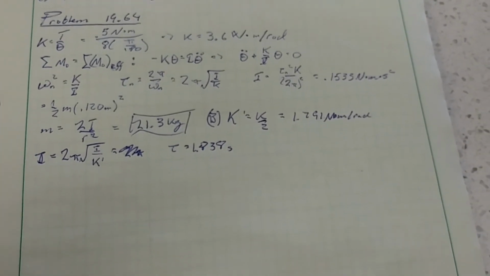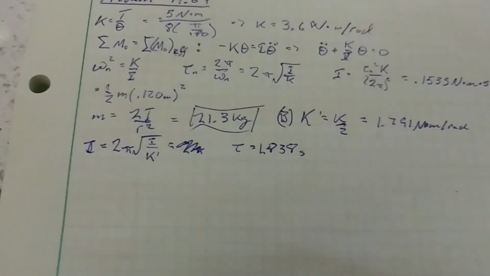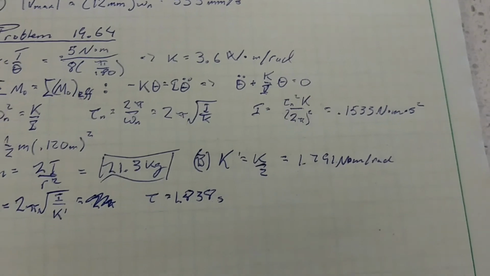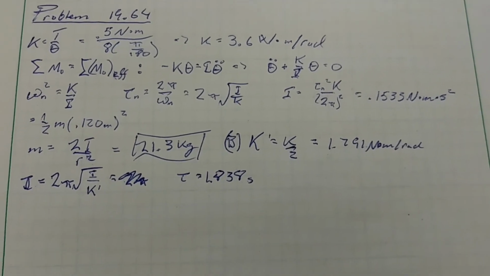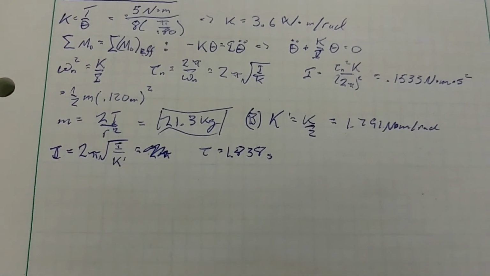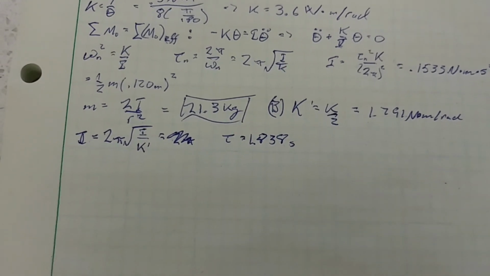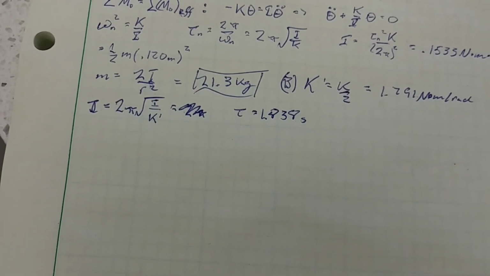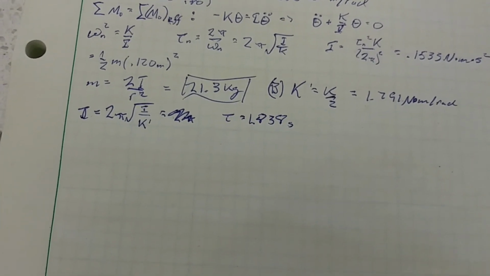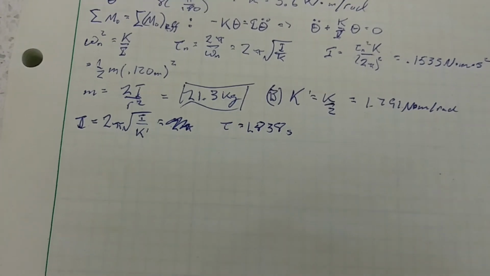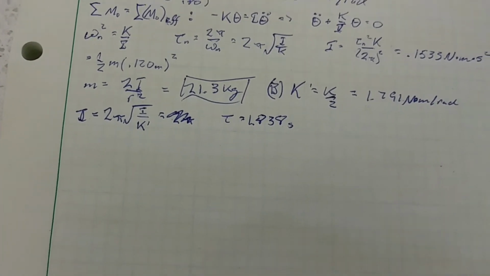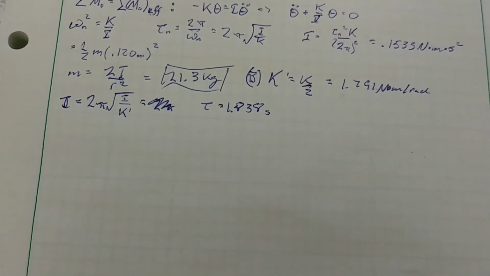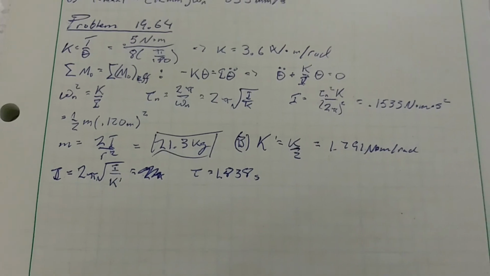Alright, so problem 19.64. A uniform disc of radius 120 millimeters is welded at its center to two elastic rods of equal length and fixed at the ends A and B. Knowing the disc rotates through an angle of 8 degrees when a 500 millinewton-meter couple is applied to the disc, and that it oscillates with a period of 1.3 seconds when the couple is removed, determine the mass of the disc and the period of vibration if one of the rods is removed.